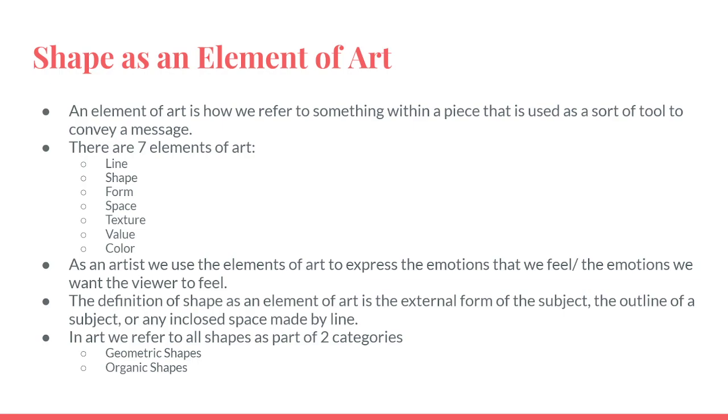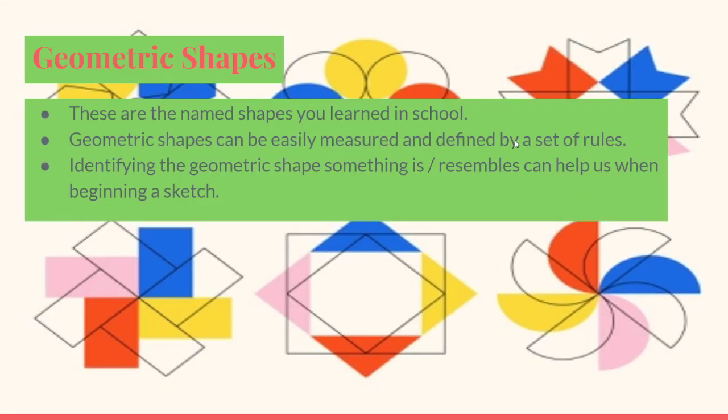In art, we refer to shape as being one of 2 kinds: geometric shapes or organic shapes. And I'll get into that in a second. Geometric shapes are the shapes that you learned in school, in elementary school, kindergarten, even preschool. You learned squares and rectangles and ovals and circles and diamonds. Those are geometric shapes, and we do use those in art. These are shapes that we can measure with a ruler.